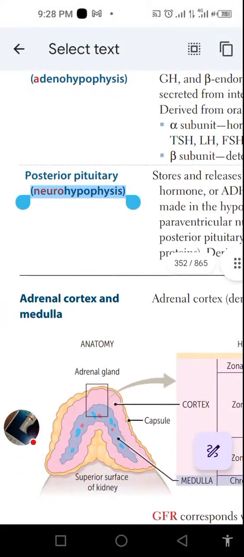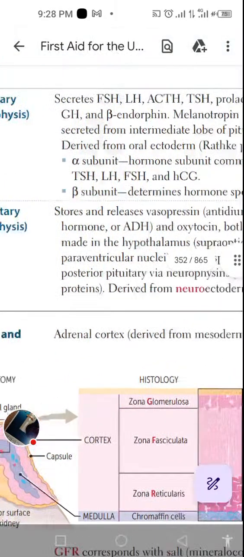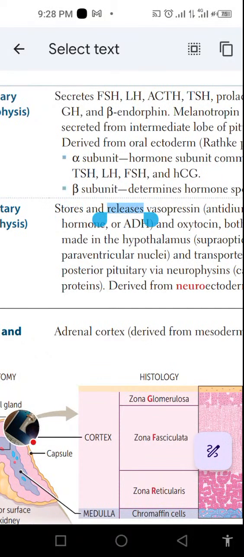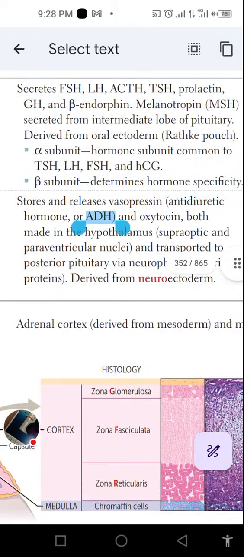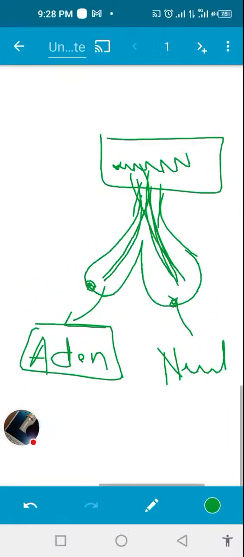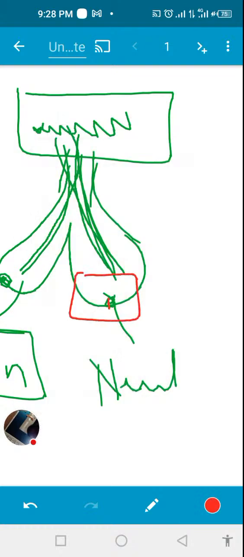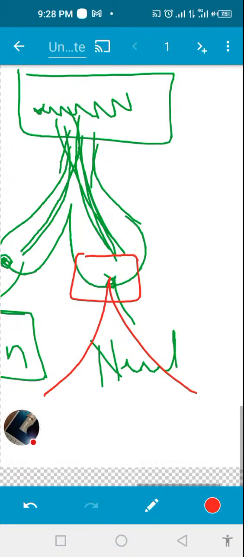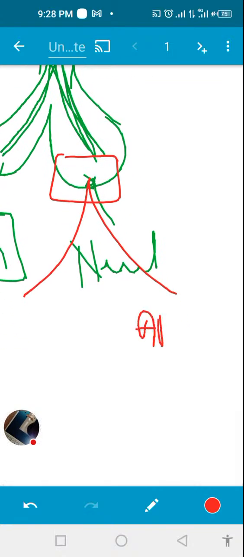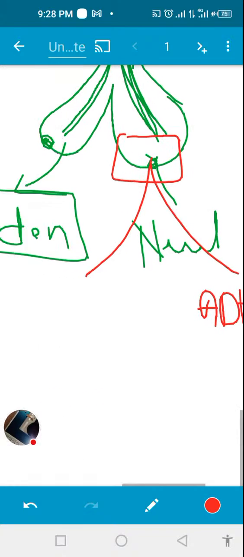Now comes the neurohypophysis, the posterior part. It stores and releases vasopressin, also known as antidiuretic hormone, or ADH, and oxytocin. Both of these hormones, ADH and oxytocin, have roles in different functions. Now let's suppose this is the neurohypophysis. From this neurohypophysis, two hormones are coming down. One is ADH, another is oxytocin.